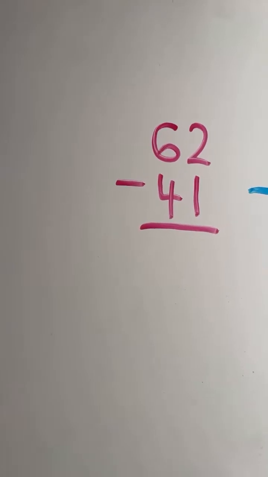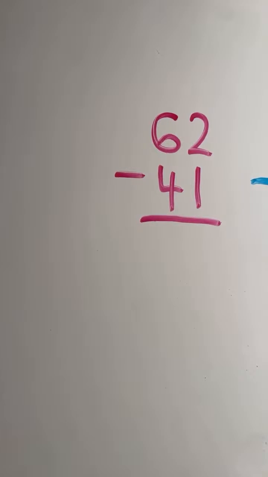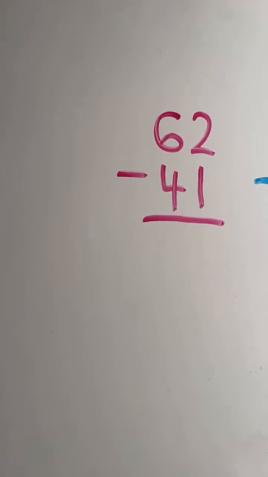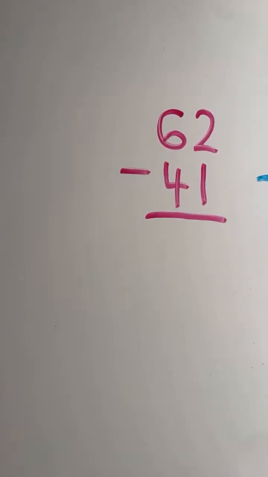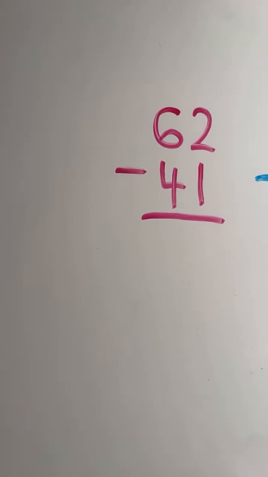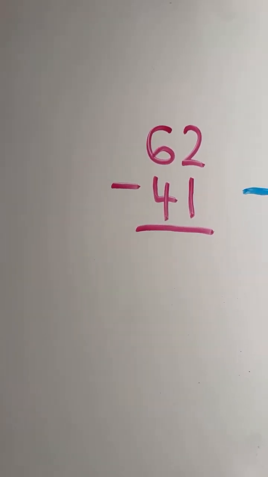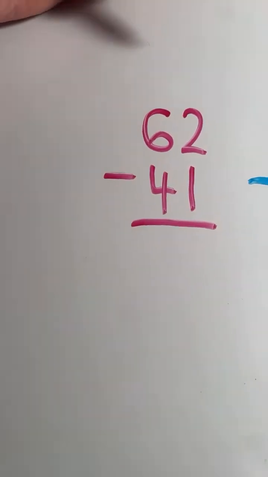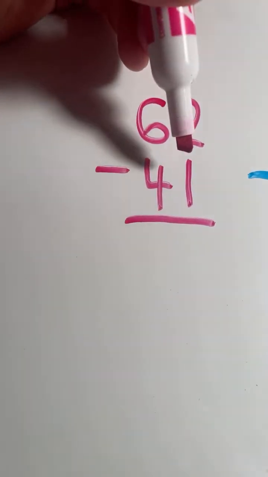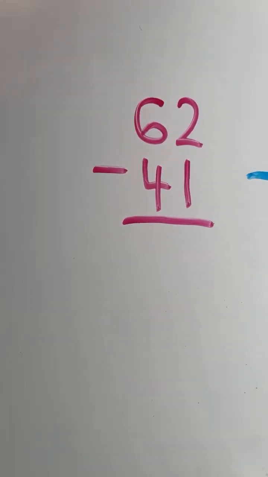So without regrouping, it's pretty simple. We're going to subtract the numbers in the ones place and the numbers in the tens place. Before you do any subtraction problem, I recommend checking whether or not regrouping is needed. In subtraction, we regroup whenever there is a bottom number that is bigger than the top digit. So as you can see in this problem, 2 is bigger than 1 and 6 is bigger than 4. You're able to subtract both numbers.